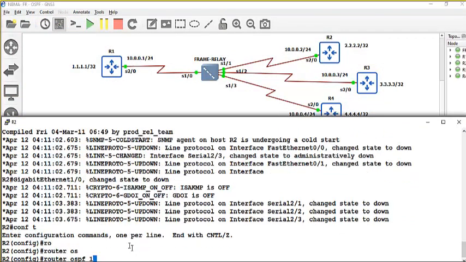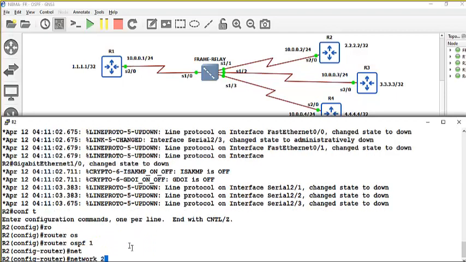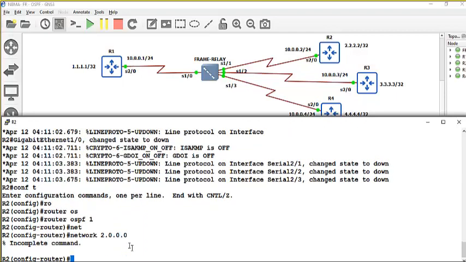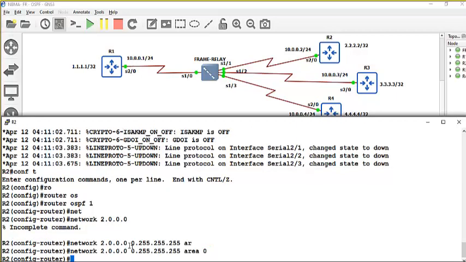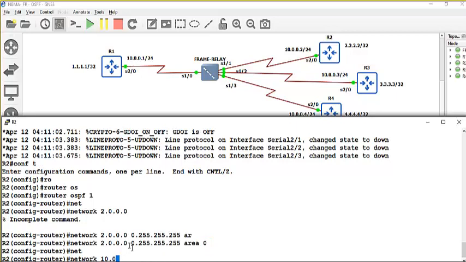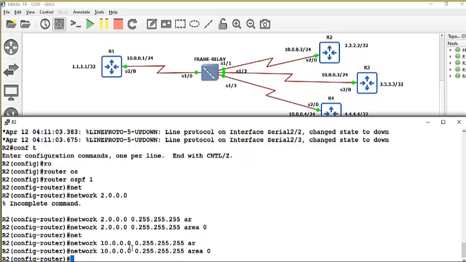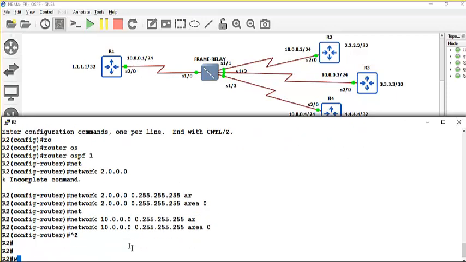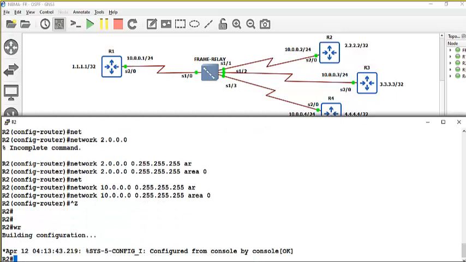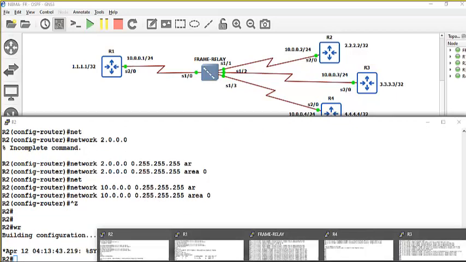Router ospf 1, network 2.0.0.0, sorry, wildcard mask, area 0. Network 10.0.0.0, area 0. Likewise, let me finish configuring 3 and 4.